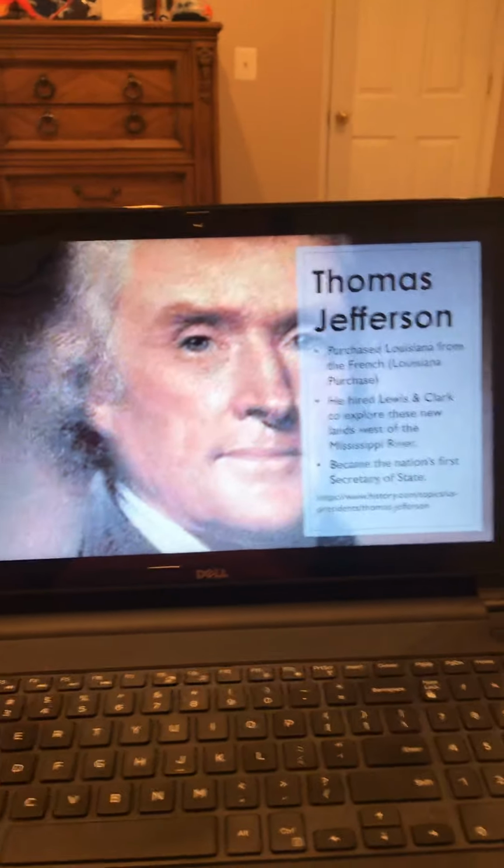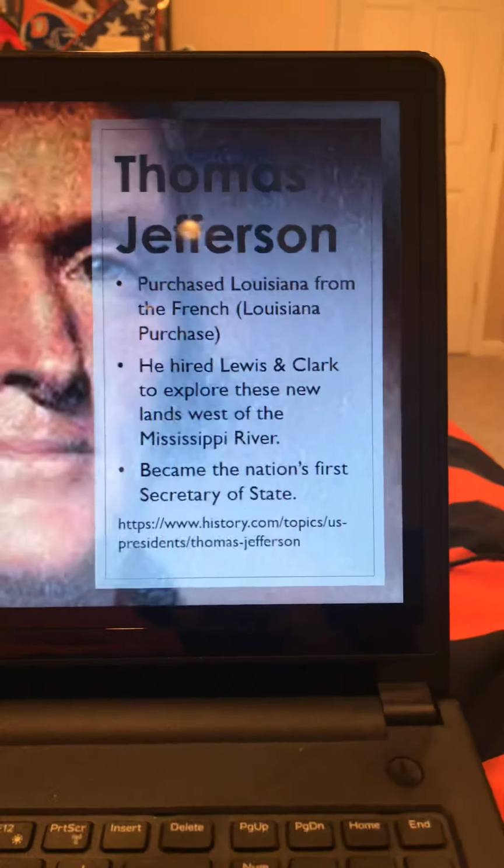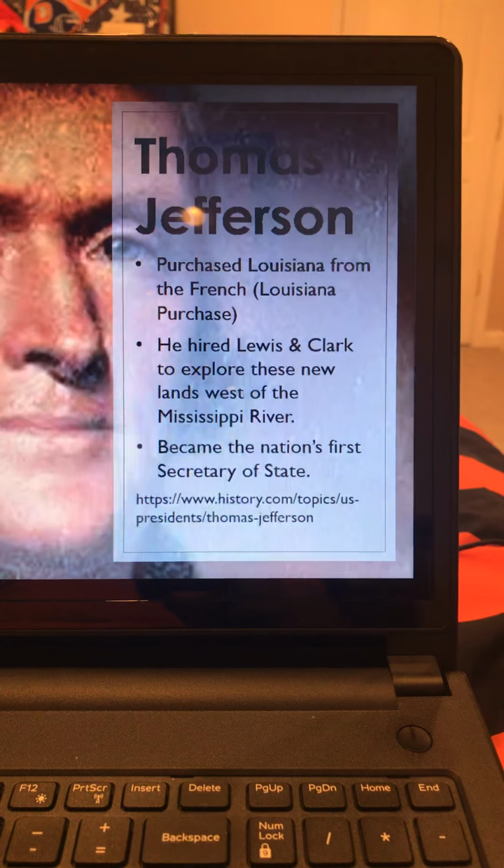So in 1800, Thomas Jefferson ran for president for the second time. He was defeated in 1796 by John Adams, but ran against him again 4 years later. And in 1800, Thomas Jefferson became our third president.